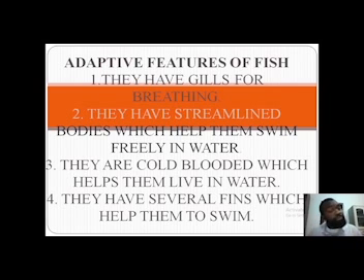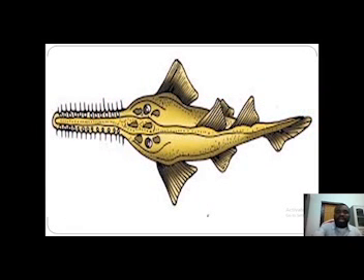They have gills for breathing. Fishes, we're talking about fish now. They have streamlined bodies, which help them swim freely in water. Look at the streamlined bodies. Can you see the fish? When we talk about streamlined bodies, we're talking about the shape of the fish. You can see how the shape of the fish is curved. This is what we call a streamlined body. Look at the edges. Look at the shape. This is a streamlined shape.